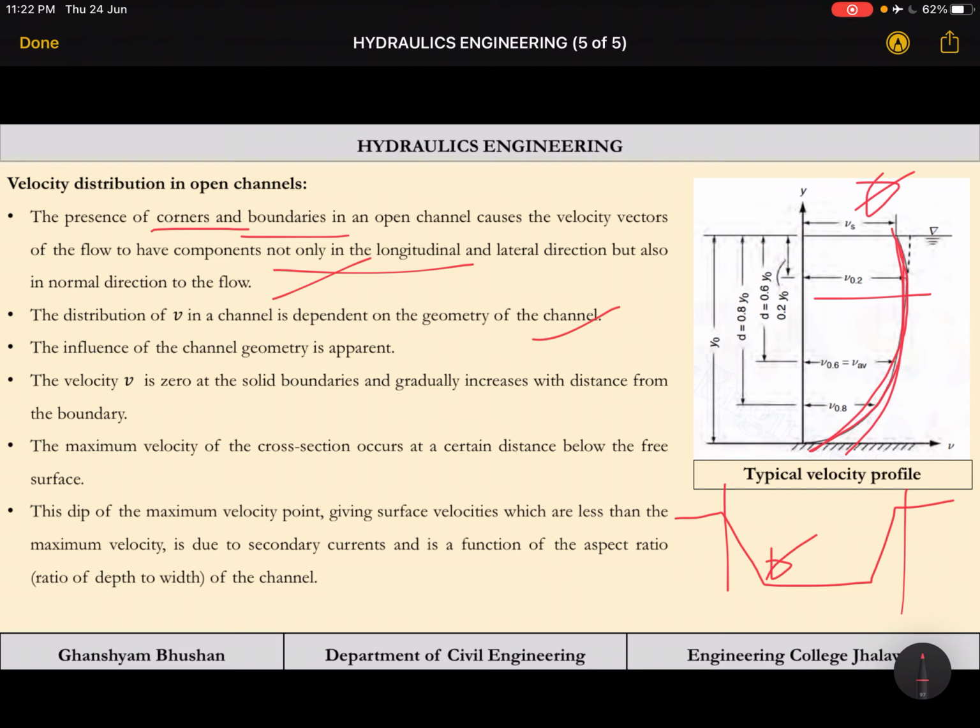The maximum velocity of the cross section occurs at a certain distance below the free surface. This dip of the maximum velocity point, giving surface velocities which are less than the maximum velocity, is due to secondary currents. So this is the cause because of which the top surface is not having the maximum velocity. The maximum velocity is somewhere below the top surface due to the secondary currents, and it is a function of the aspect ratio of the channel. So in this way, in examination they can ask for maybe 4 or 5 marks, so you can easily plot this diagram.